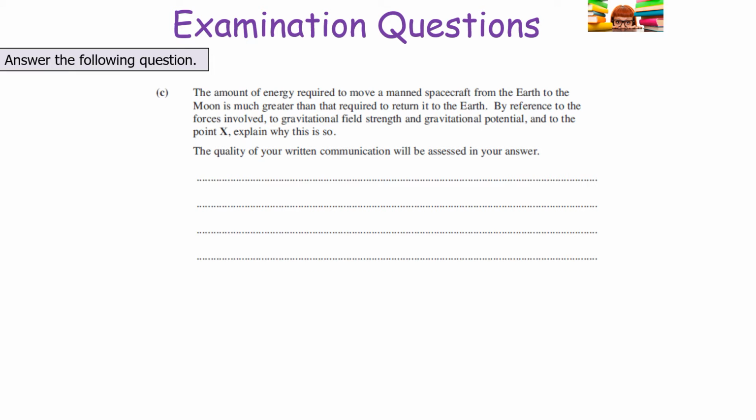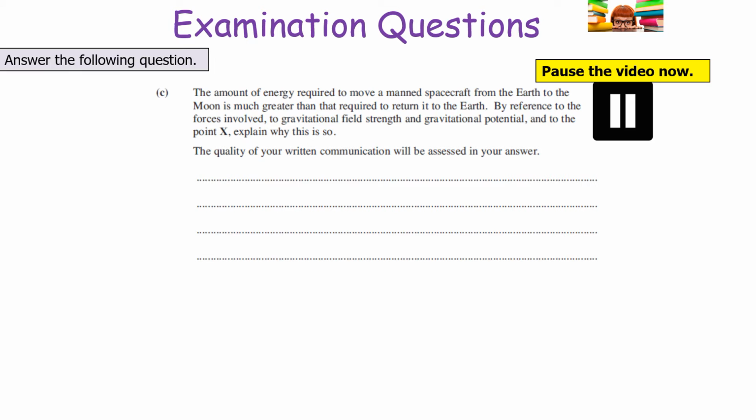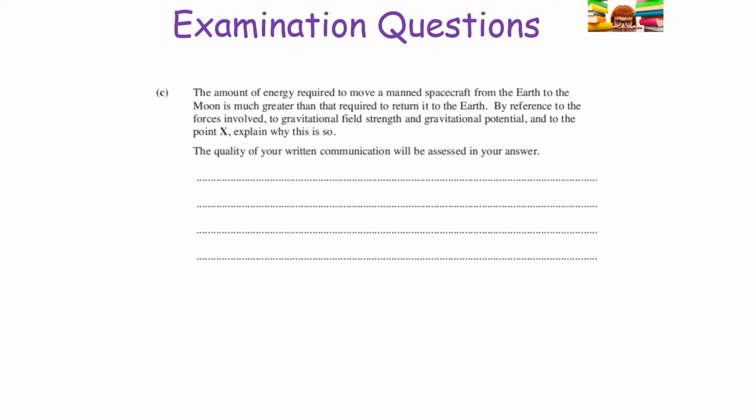Next question. The amount of energy required to move a manned spacecraft from the Earth to the moon is much greater than that required to return it to the Earth. By reference to the forces involved, to gravitational field strength and gravitational potential, and to the point X, explain why this is so. So pause the video now, then unpause the video when you want to go through your answer. Right, so you've got to consider all the following ideas: the gravitational forces involved, the gravitational field strength involved, and the gravitational potential. So I would, in this question, segment it into 3 key areas. So let's have a look at them.